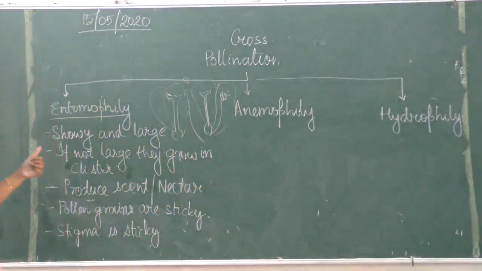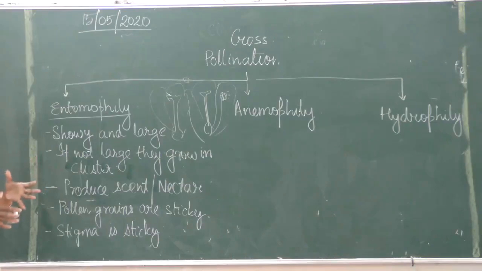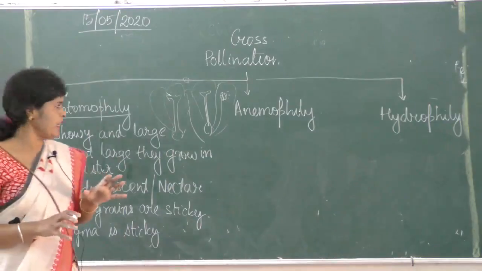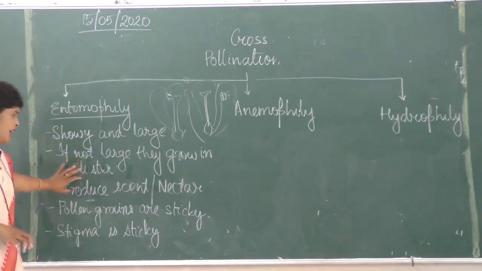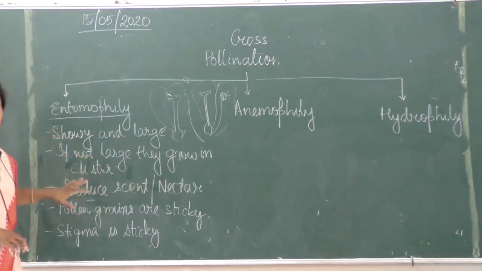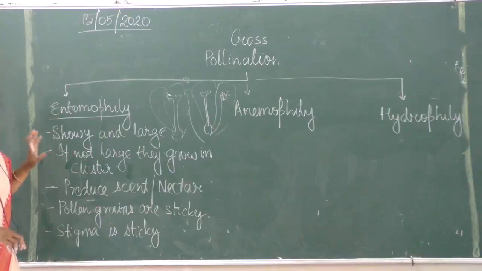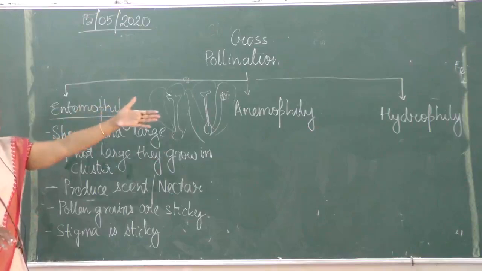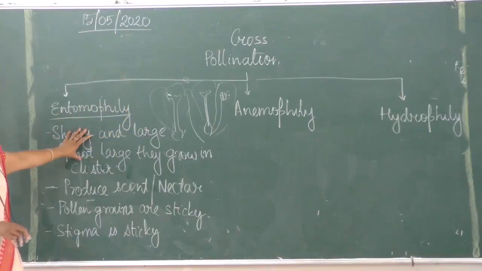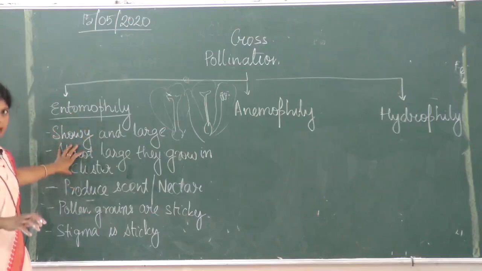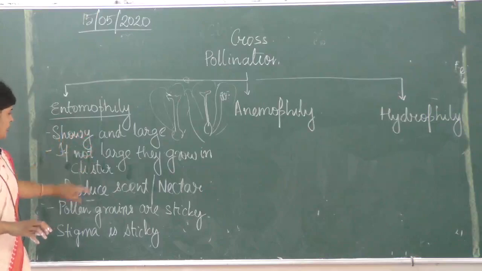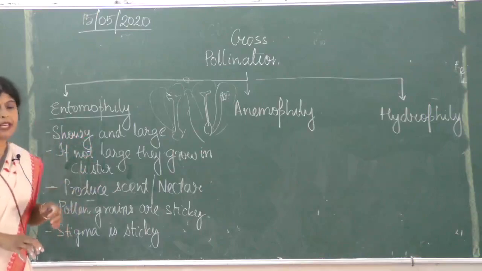So what are entomophilous flowers like? They are showy, they are large. If they are small, they grow in clusters so that they become prominent. Is it clear? They produce scent, they produce nectar to attract insects. Out of these three kinds of pollination, this kind produces the least amount of pollen grains. Is it clear? And the stigma has to be sticky.